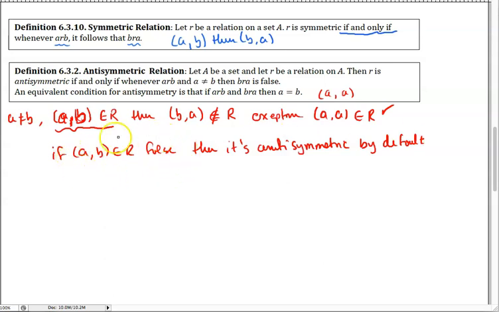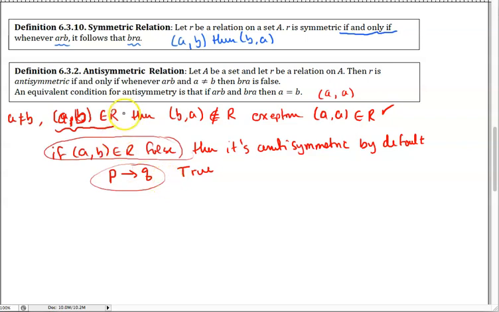This is like a vacuous proof case. Remember that we have this conditional, if P then Q. If P is false, then the statement is true by default, just what we know about conditionals. So this applies in this case. If these kinds of elements are not in the relation, then it's going to be anti-symmetric by a vacuous argument.